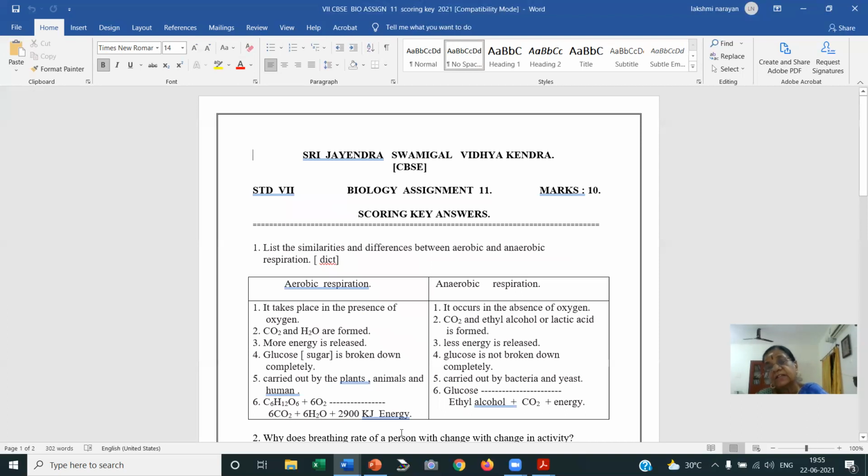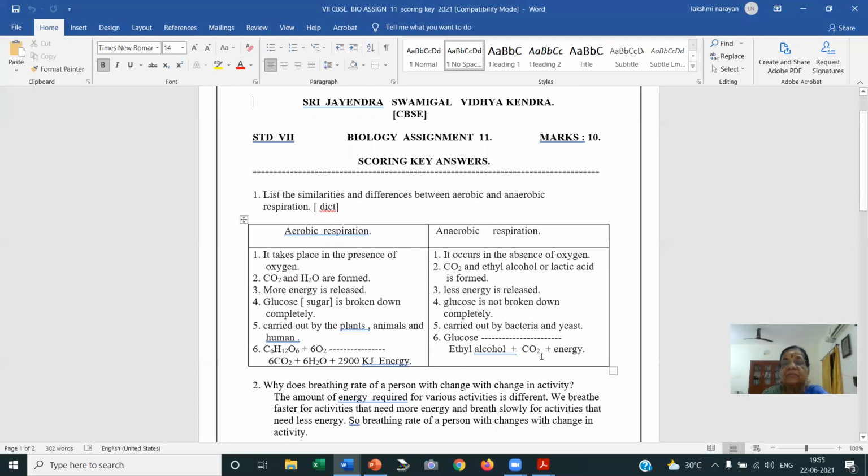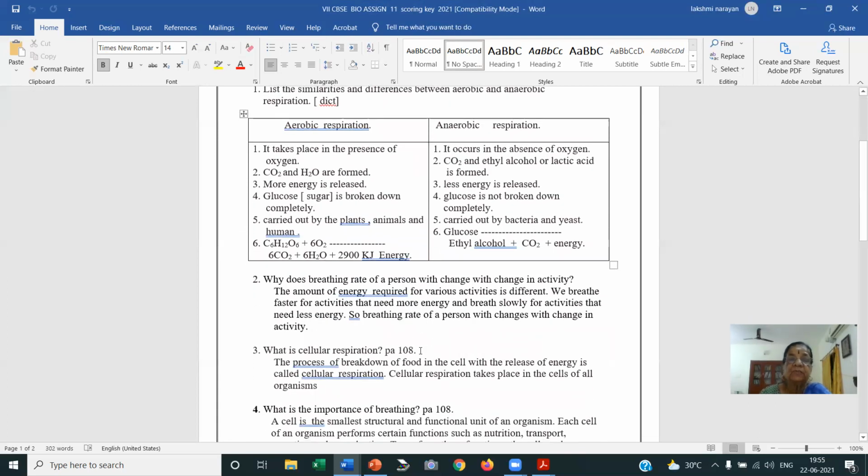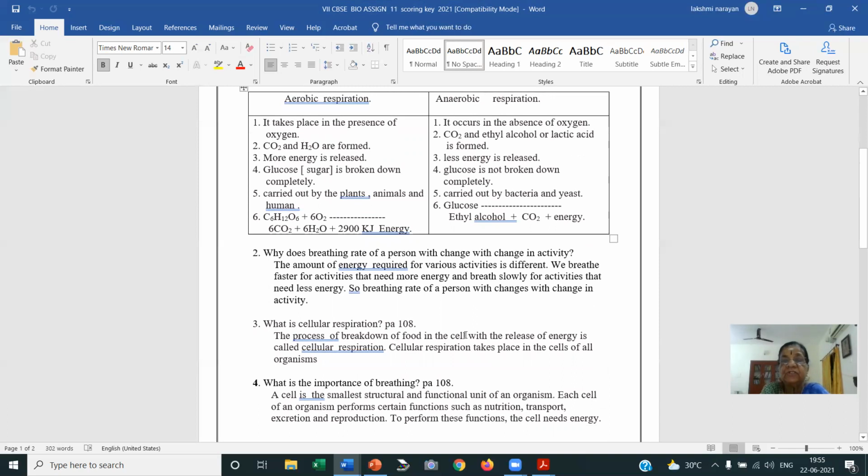Now, assignment number 11. List the similarities between aerobic and anaerobic respiration. Aerobic and anaerobic respiration, the equation and the arrow mark. Okay. Then, why does the breathing rate of a person change with activity? The amount of energy required for various activities is different. We breathe faster for activities that need more energy and breathe slowly for activities that need less energy.